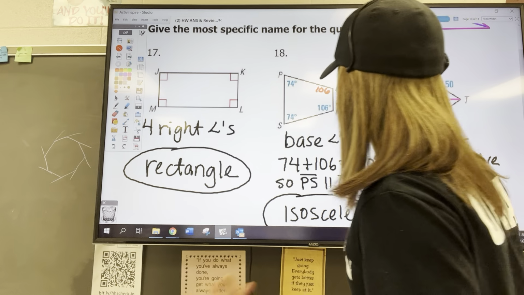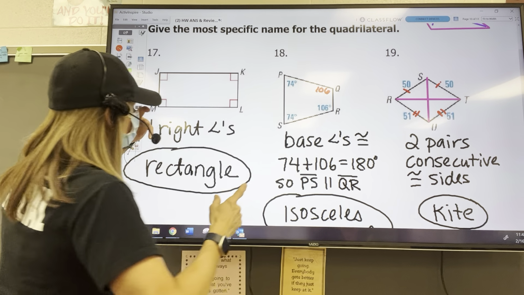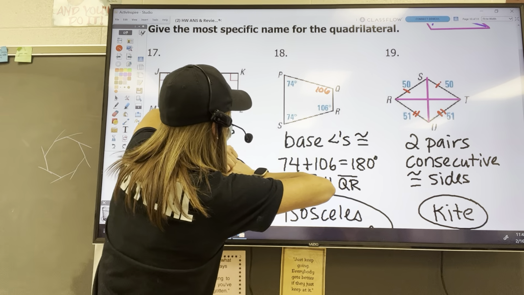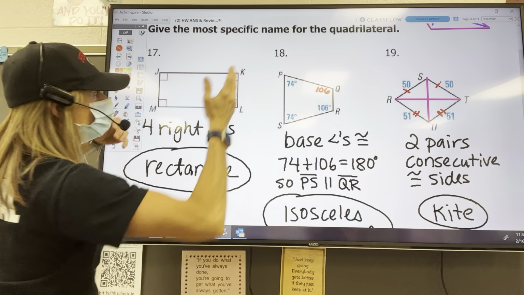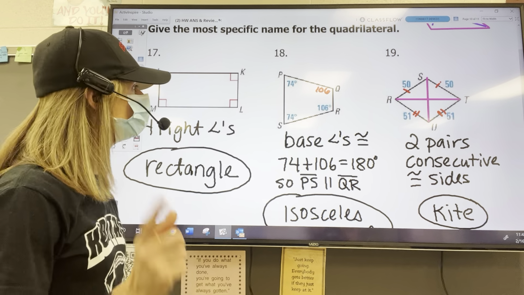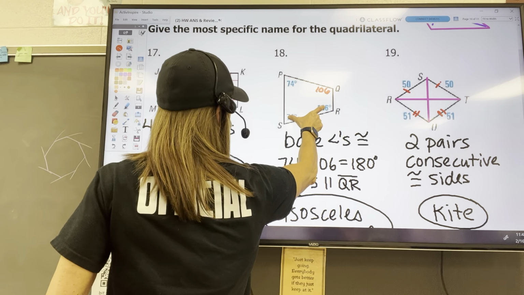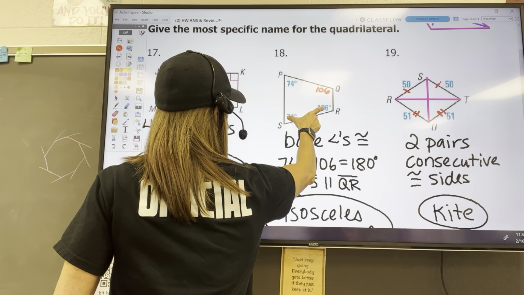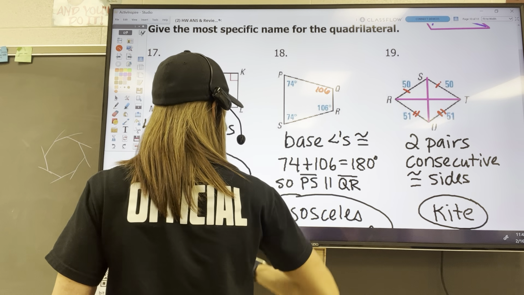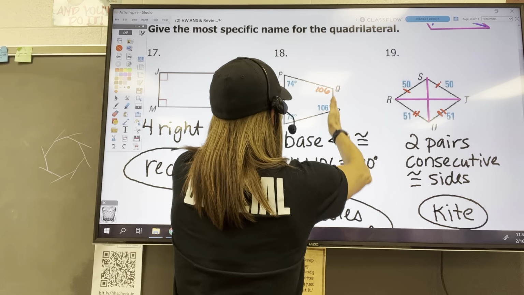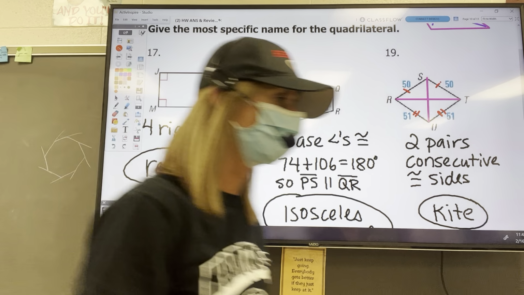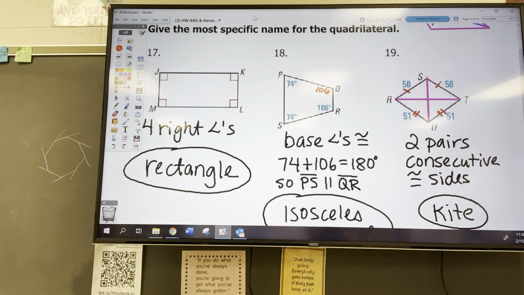18. So we've got base angles that are the same measure, which means these sides are the same measure, which means it might be an isosceles trapezoid, but let's just check one more thing and make sure that the consecutive angles are supplementary, and they are. 74 plus 106 adds up to 180. That means these lines are parallel. So it's an isosceles trapezoid. Let me scroll so you can see that.